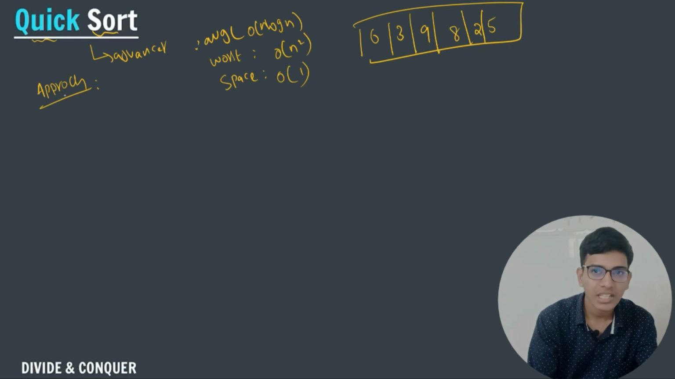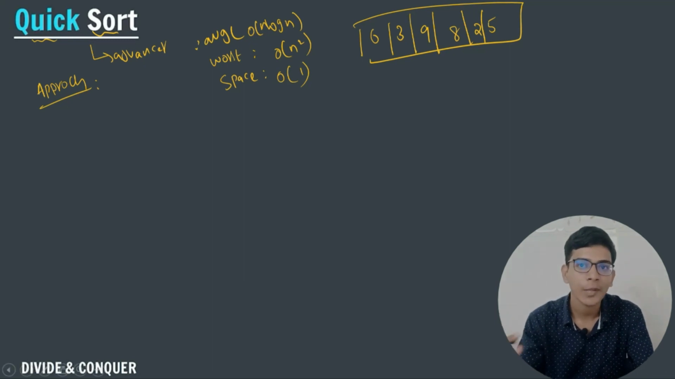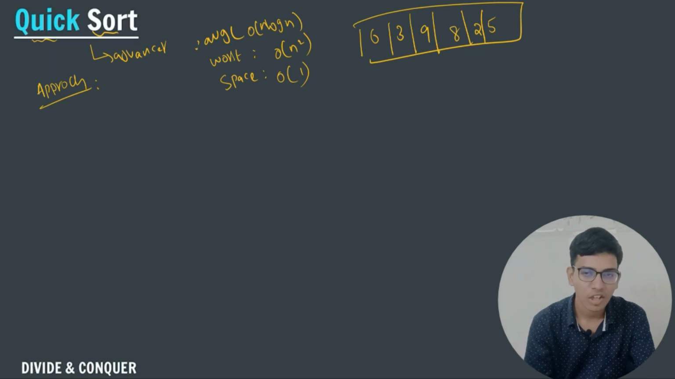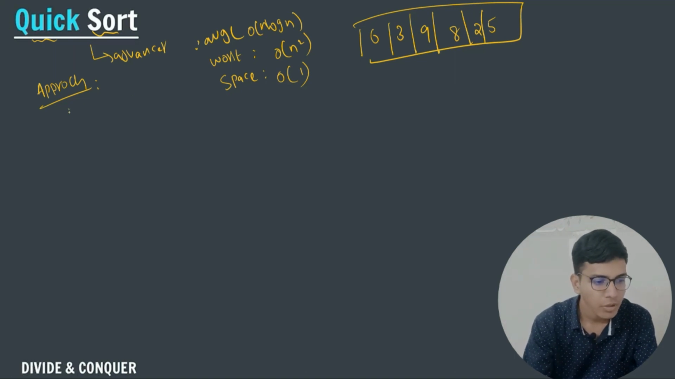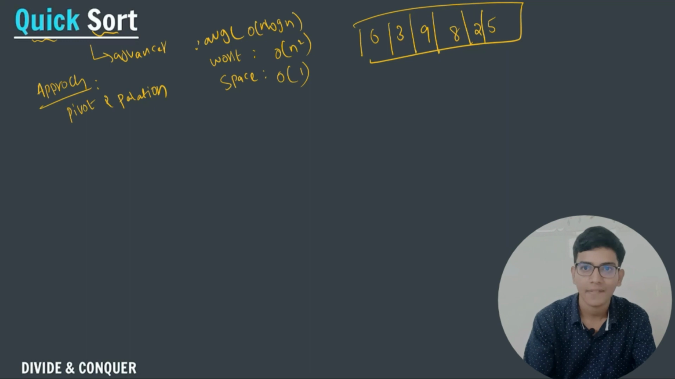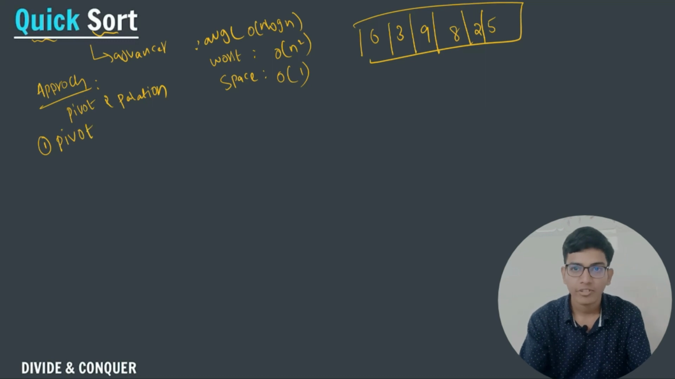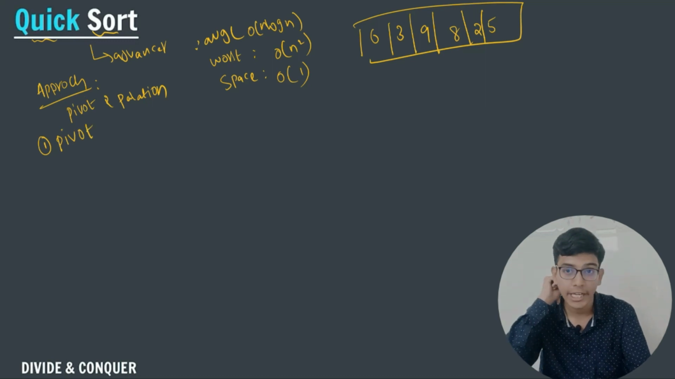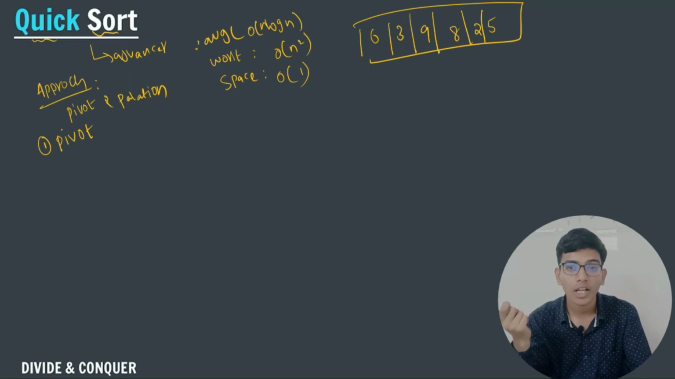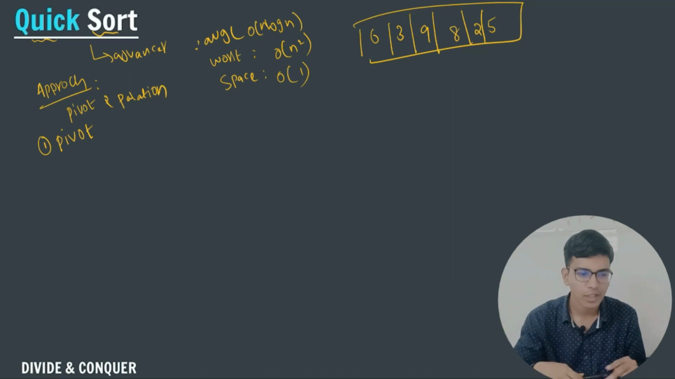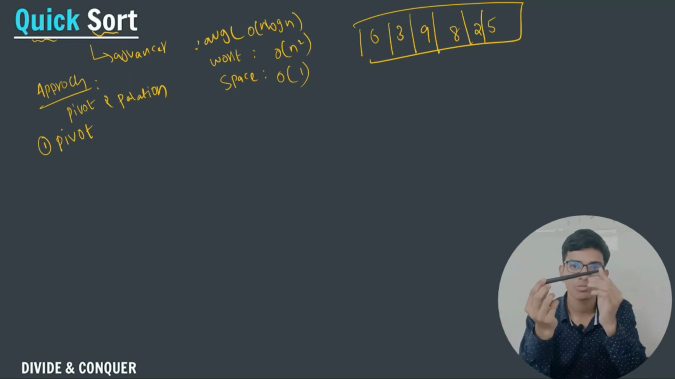This is very similar to divide and conquer, we are just giving another name to the approach of quick sort. The approach name is pivot and partition. In the pivot and partition approach, the first step is that we will choose a pivot point. In physics, I hope you have already studied pivot points. In simple words, let us take this as my pen, right?